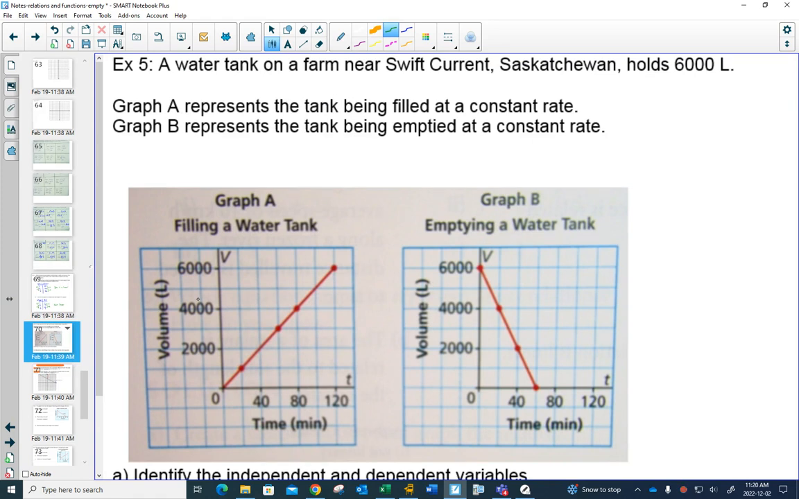Example number 5. A water tank on a farm near Swift Current holds 6,000 liters. I guess it doesn't really matter where it is, but there's a water tank that holds 6,000 liters. Graph A represents the tank being filled at a constant rate, and graph B shows it being emptied at a constant rate. Which is faster, filling it up or emptying it? Emptying is going faster.